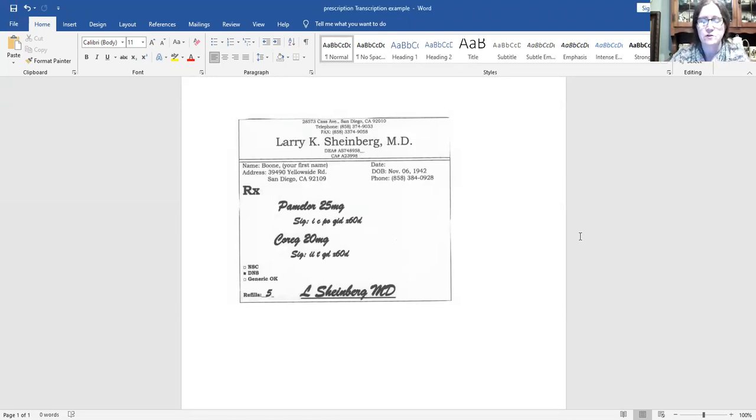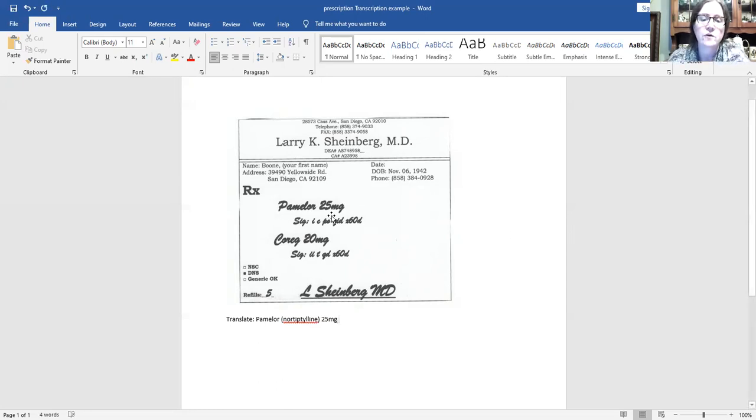For this prescription to translate, we would have Pamelor, and we would look up the generic name in our handy dandy little drug reference guide, something like this one, or you could Google it, and you would find out that Pamelor has a generic name of nortriptyline. Actually, it's two L's. And it is 25 milligrams.